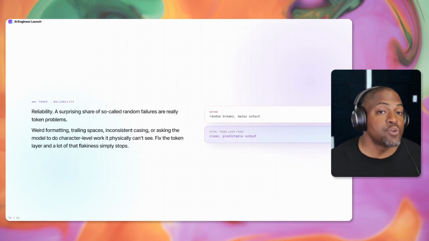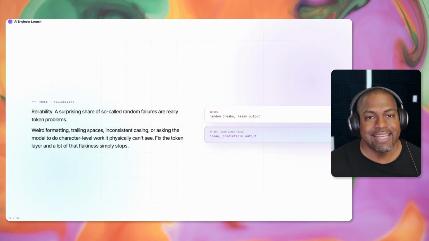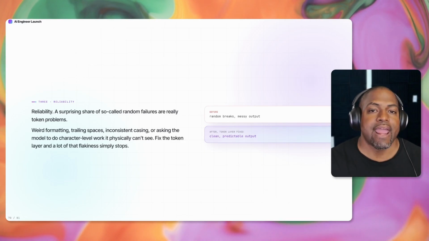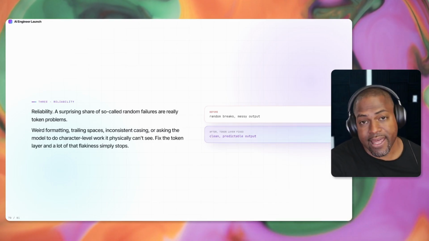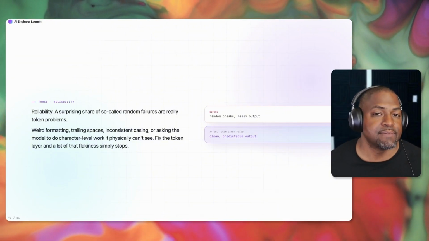A surprising share of so-called random failures are really token problems. Weird formatting, trailing spaces, inconsistent casing, or asking for character level work the model physically can't see. Fix that token layer, and a lot of that flakiness simply stops.